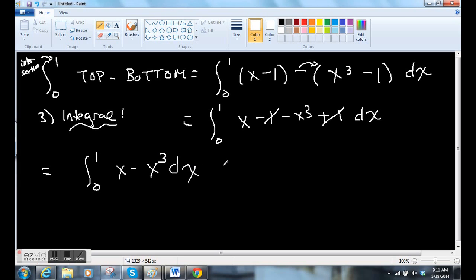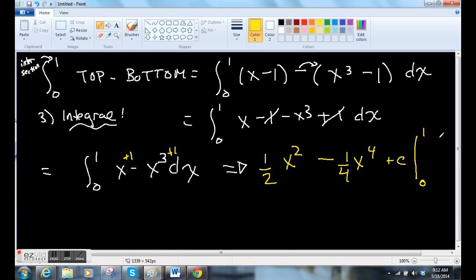I like that. This becomes the x, you add 1. Here, I'll integrate it now. Add 1, so that's x squared, and then 1 over 2. Minus, add 1: x to the 4th, and then 1 over 4. You could add the constant, but it's going to go away. And we're taking this, evaluating it from 0 to 1.